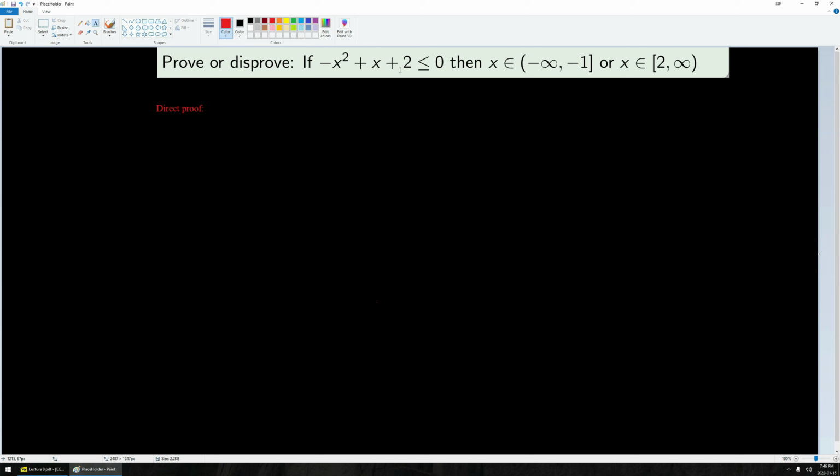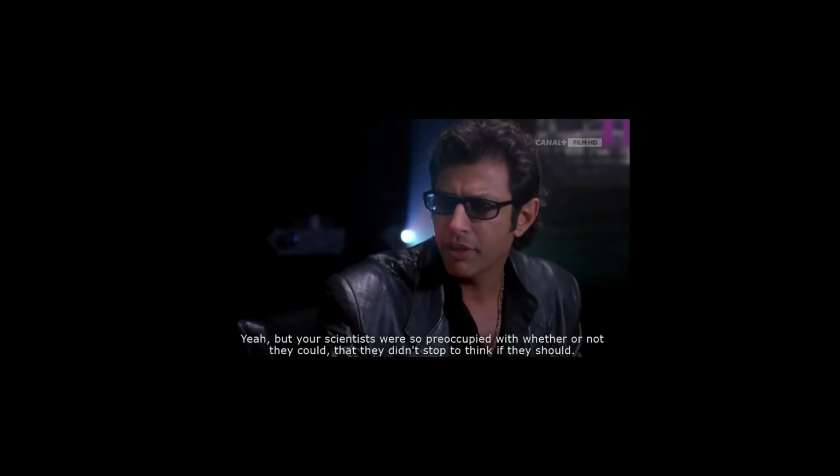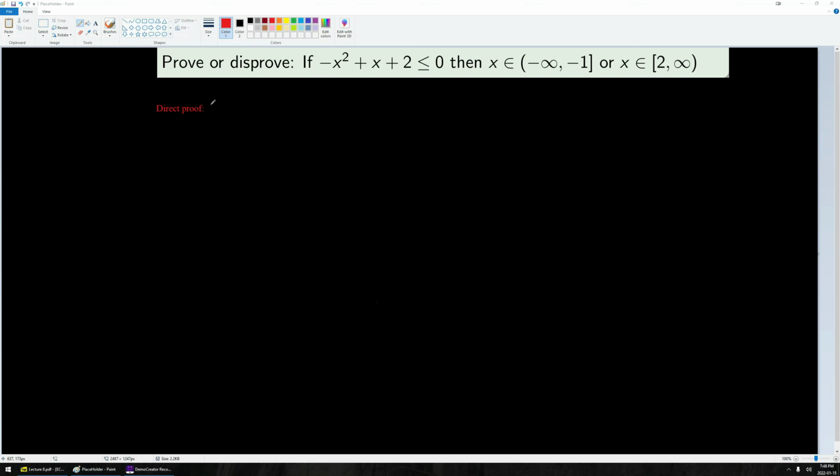A good thing to ask yourself when doing these types of problems is, what if I tried this method, as opposed to saying, okay, I'm going to do this method, it's going to work, and forcing yourself to stay in that method. So pro tip number one would be to look at a question and keep an open mind about different things you could do, right? Just because you could do it doesn't mean you should do it. Yeah, but your scientists were so preoccupied with whether or not they could, they didn't stop to think if they should.